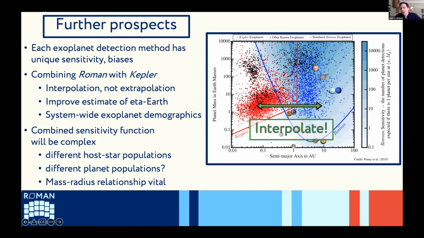But there are a lot of caveats in doing that. In the case of transits and microlensing, transits are sensitive to planet radii and orbital period, whereas microlensing is more sensitive to the mass ratio and projected separation of a planet. These are also coming from different host star populations, which might have an impact on demographic statistics, and also potentially different planet populations. And like I said, to be able to compare apples to apples, for lack of a better analogy, we need some sort of mass-radius relationship, or a way to interpret those different individual sensitivities of these detection methods.